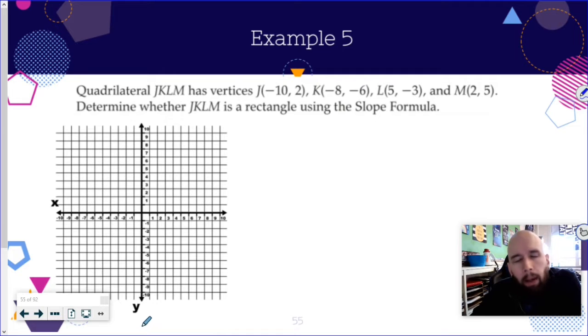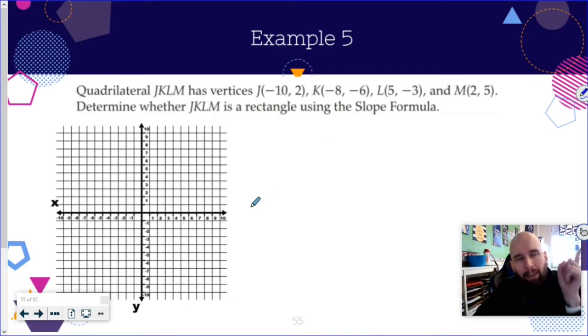Now, we know everything about rectangles. It's a shape that we learned since we were little babies. But what we don't think about is slope and rectangles. I'm being asked to use the slope formula. Even though I have a nice coordinate plane here, I'm not going to use it. We are being asked to use the slope formula to determine if these four points make up a rectangle.